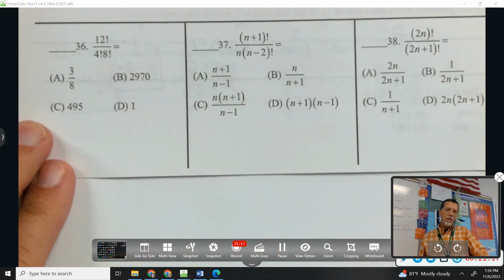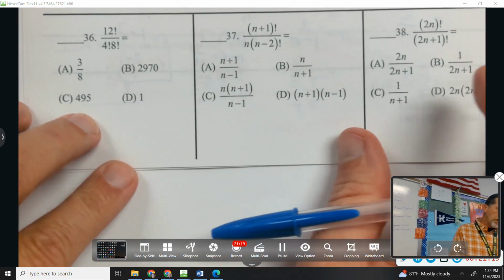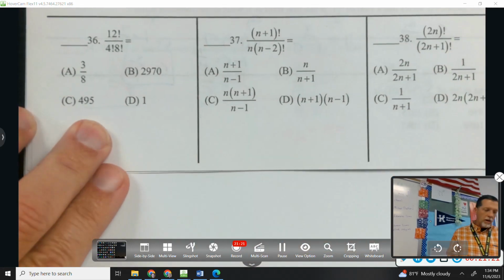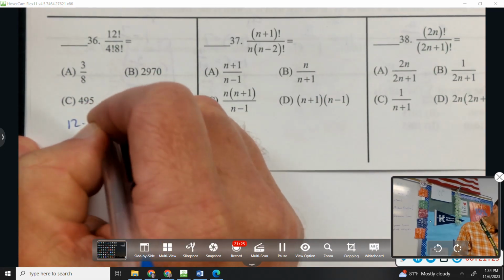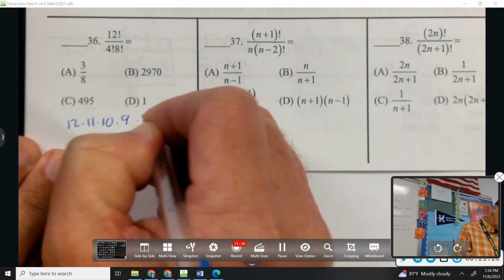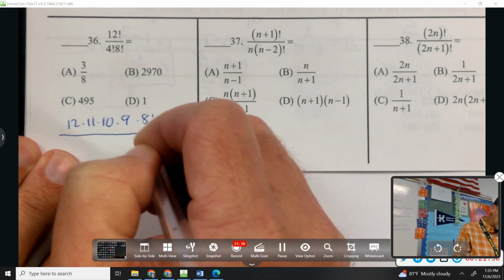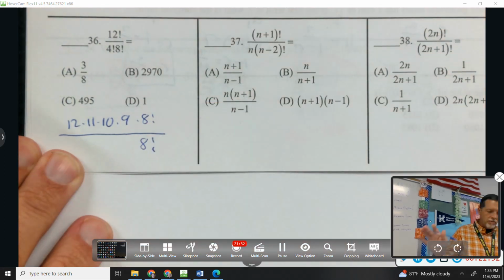36. Okay, this would be really hard if you didn't know what factorial meant without a calculator. But we know that means just count your way down. I'm going to stop at 8. That way I can just cancel out 8 on down.